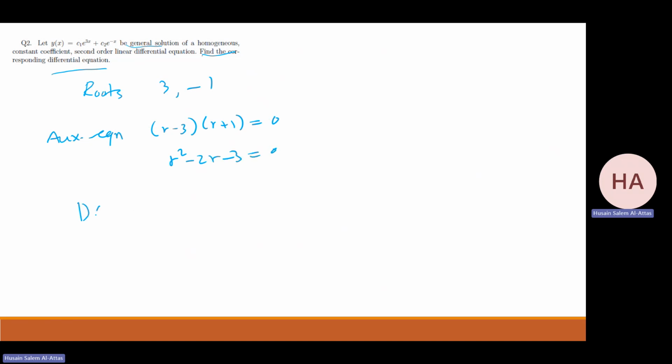Let y be a general solution. General solution means you have everything. Find the corresponding differential equation. So what are the roots? Very clear, 3 and minus 1. The auxiliary equation will be (r minus 3)(r plus 1) equals 0. So you have r squared minus 2r minus 3 equals 0. What will be the differential equation? y double prime minus 2y prime minus 3y equals 0.